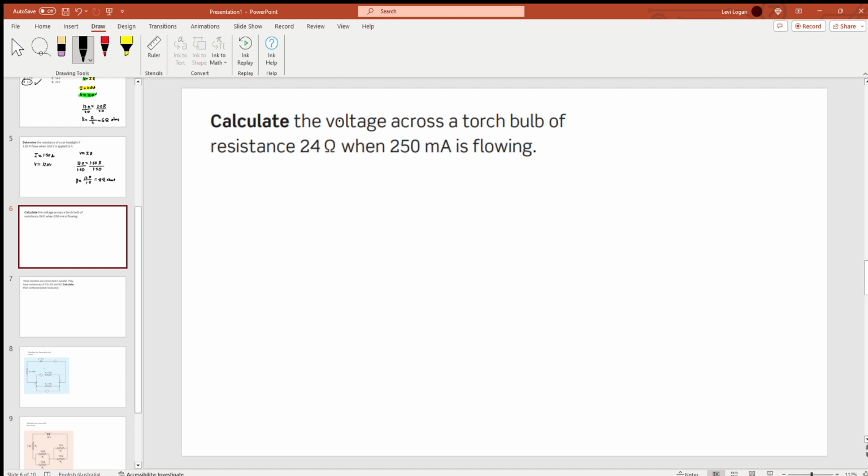Alright, so calculate the voltage across a torch bulb of a resistance of 24 ohms when 250 milliamps is flowing. Now, this one's a bit different, mainly because we're finding volts, but we've also been given a prefix here. So 250 milliamps, you can't plug that into the formula right yet because of this prefix. Milli means 10 to the minus 3. So this is scientific notation. So what we have for current is 250 times 10 to the minus 3 amps.